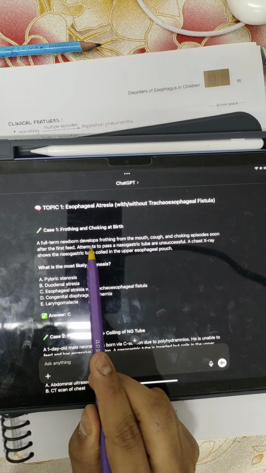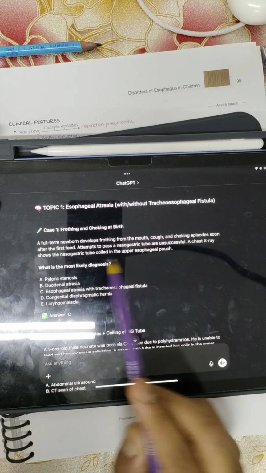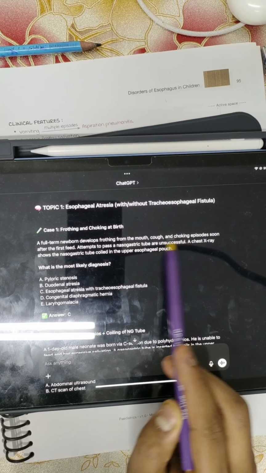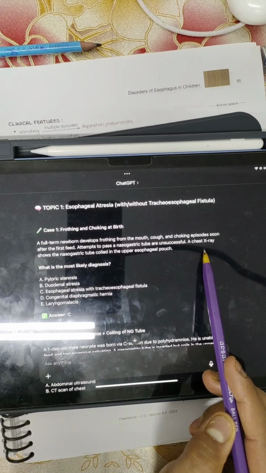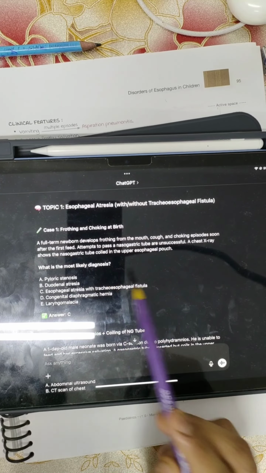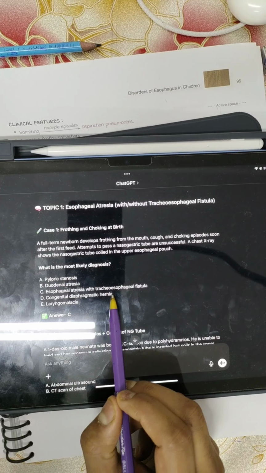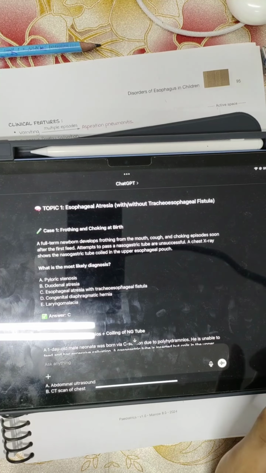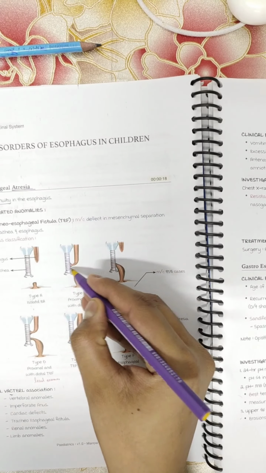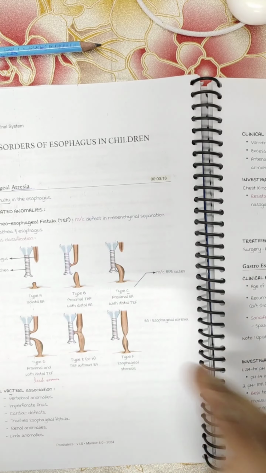A full-term newborn develops frothing from the mouth, cough, and choking episodes soon after first feed. Attempts to pass a nasogastric tube are unsuccessful. A chest X-ray shows the nasogastric tube coiled in the upper esophageal pouch. What is the most likely diagnosis? So you can already understand that it is esophageal atresia with tracheoesophageal fistula, because after all the coiling is happening here, or you can think of this case because it is the most common one.